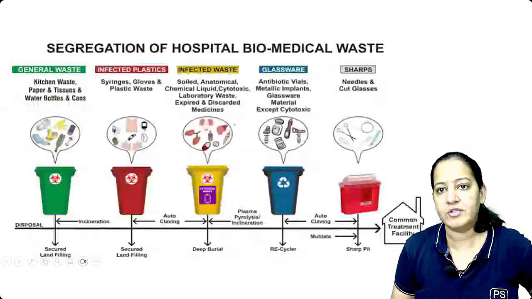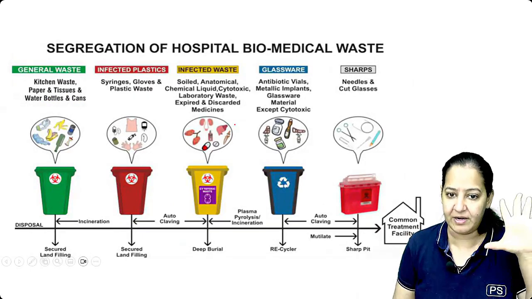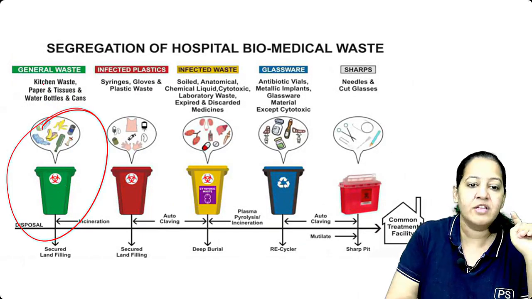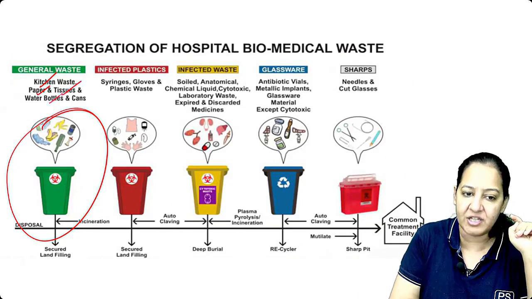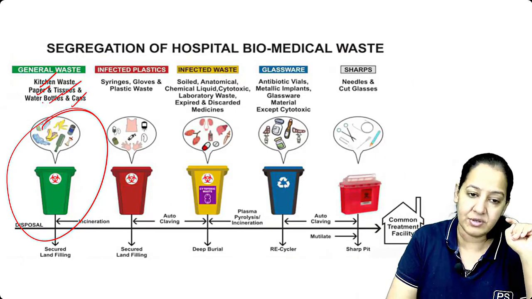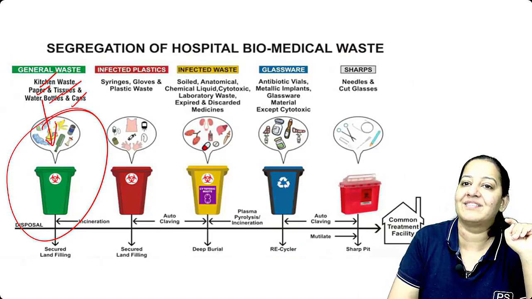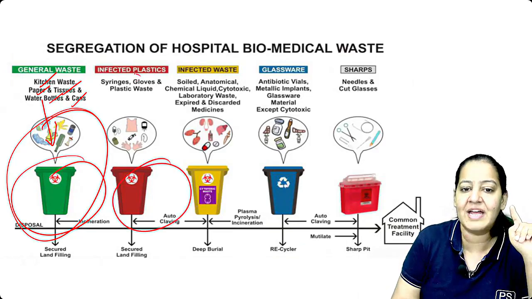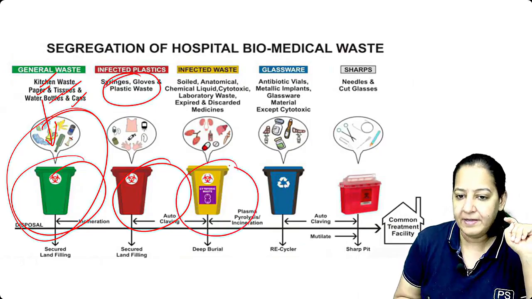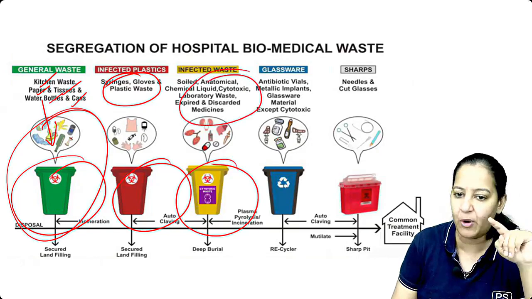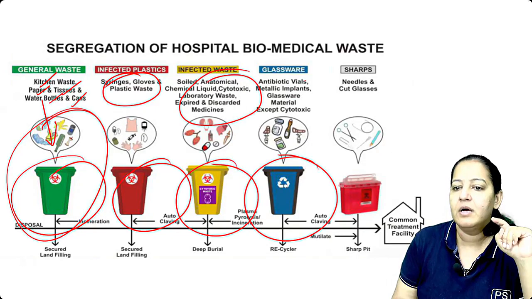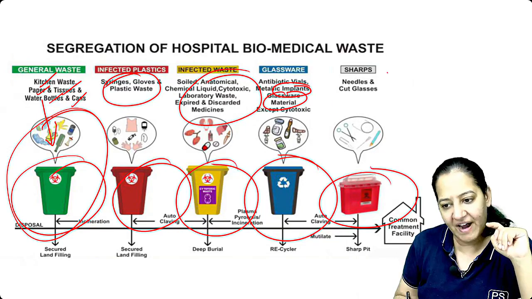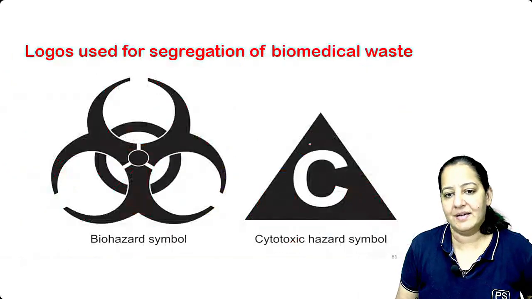Got it? How many of you got it? So please learn that. You can see the 5 colors, and the 5th one can be any. Here green is shown to you: the kitchen waste, the paper waste, the tissue, the water bottles, the cans. So the general waste will go here. Got my point? It can be any color, green is not fixed. But red contains plastic. Yellow contains, as I told you, anatomical waste, soiled waste. Blue contains the implants, that is metals and glass. And white contains the sharps. Say yes. You got it.